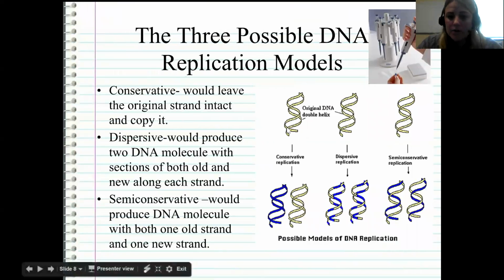So again, conservative just means that the original strand is left intact, and the copy is a completely new copy. It doesn't contain any old material from the original strand. Dispersive, again, I like to think of it like a jigsaw puzzle. We cut it all up and then put it all together, so we have different combinations of new and old. And then the last is semi-conservative, and that's going to produce a DNA molecule that has one old strand and one new strand. And our cells actually go through semi-conservative replication.